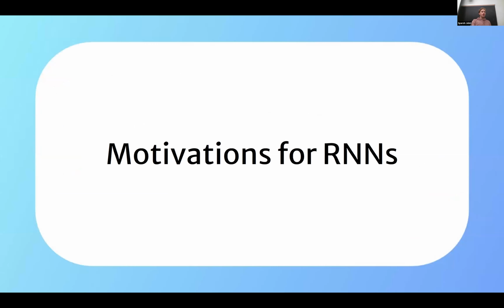And now, with that out of the way, with embeddings and tokenizations, we're now going to talk briefly about the motivations for RNNs. Okay. Real quick.